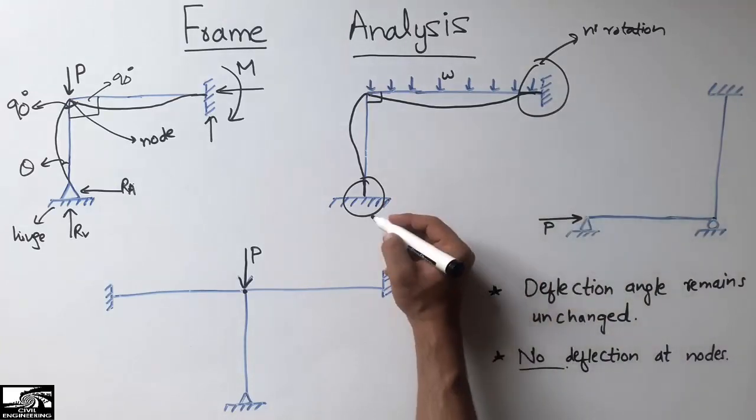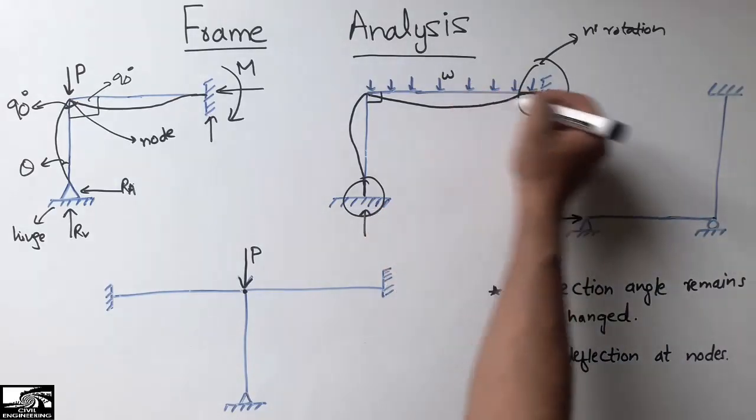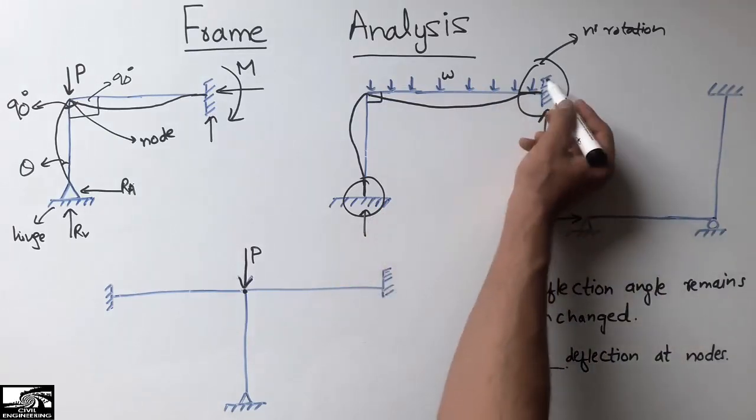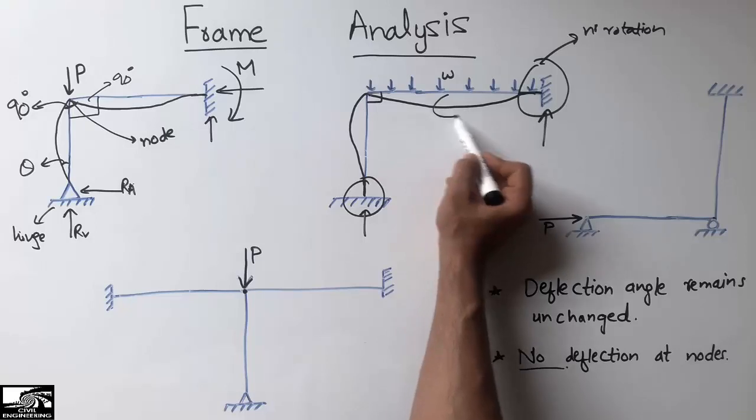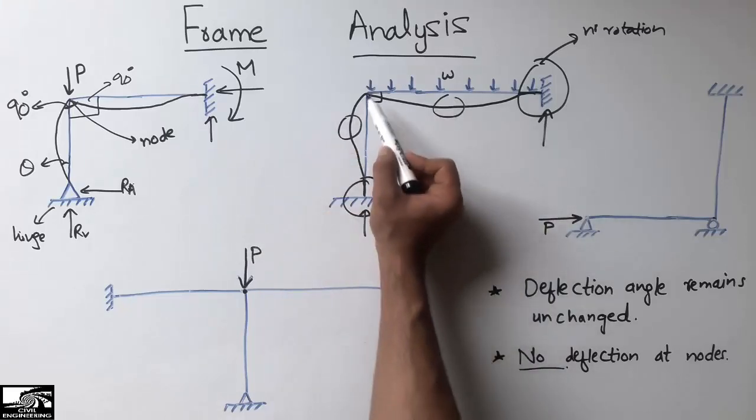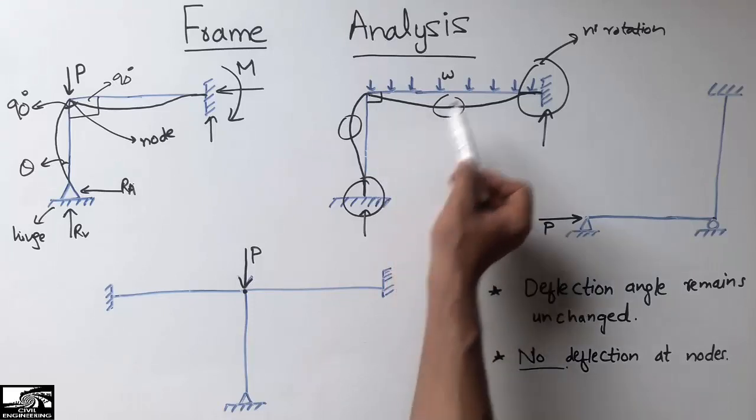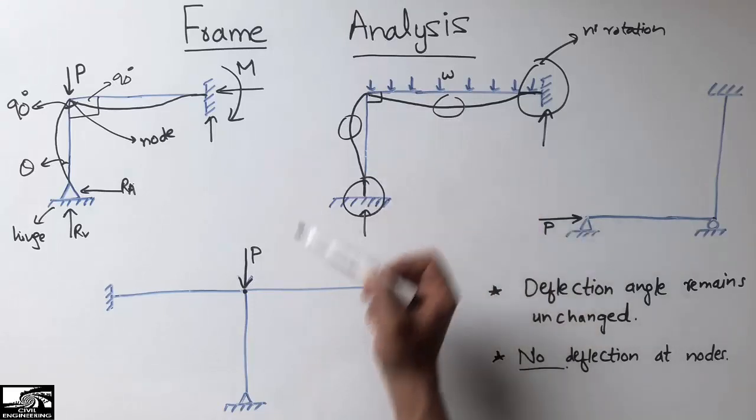Only the resistance will be provided in the vertical direction, as the load is acting in the vertical direction. So no deflection, no rotation at the supports, while it will deflect only at these points. And the angle must keep 90 degrees. So this is the qualitatively deflected shape of this type of frame.